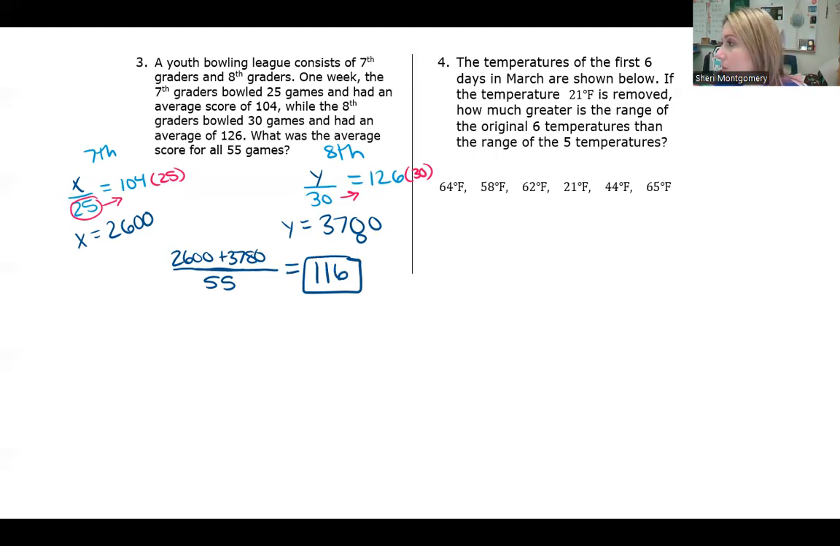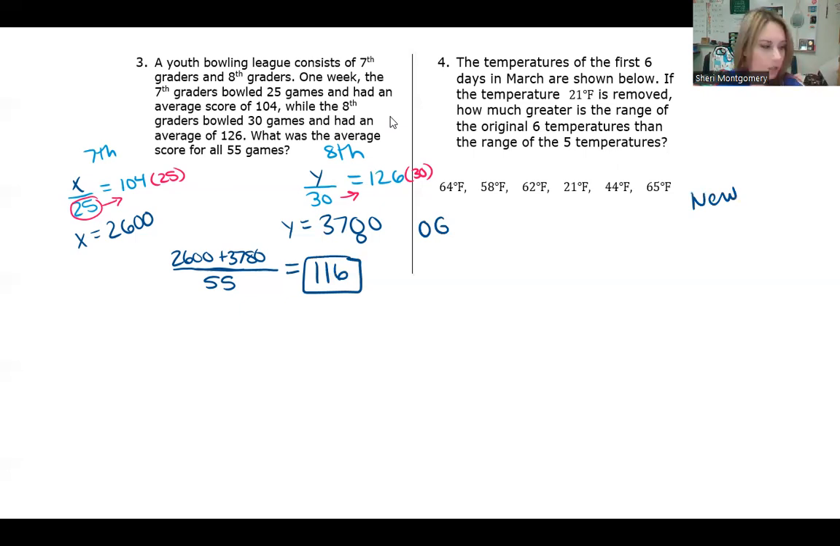Again, your whole quiz is multiple choice. The next question. The temperature of the first 6 days in March are shown below. If the temperature 21 degrees is removed, how much greater is the range of the original temperatures than the range of the 5 temperatures? Does this sound familiar? Yeah, this is one we've already done on a homework. So we're gonna have to find the original temperature range and we're gonna have to find the new temperature range.